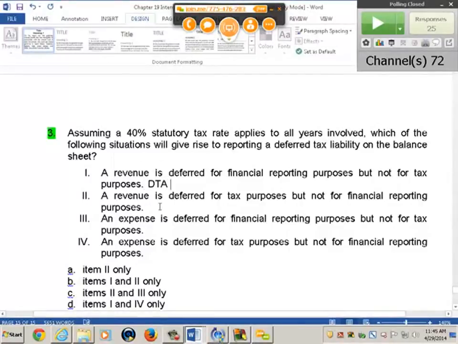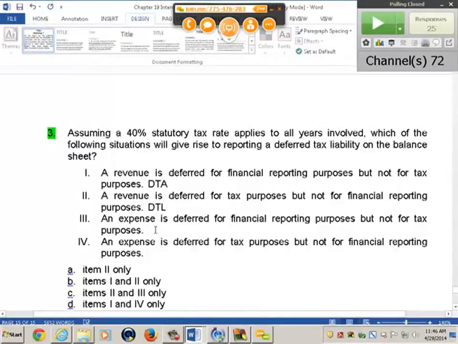Okay, revenue is deferred for tax purposes, but not for financial reporting. An example here would be using an installment method for tax, but an accrual for books. So you accrue everything today, but you wait till you collect it for tax purposes. So that's certainly a DTL. You pay less tax today.